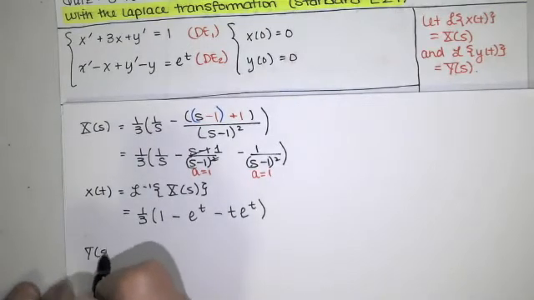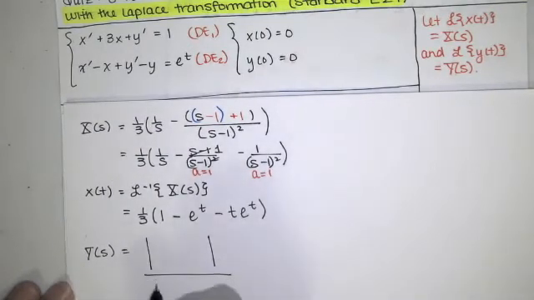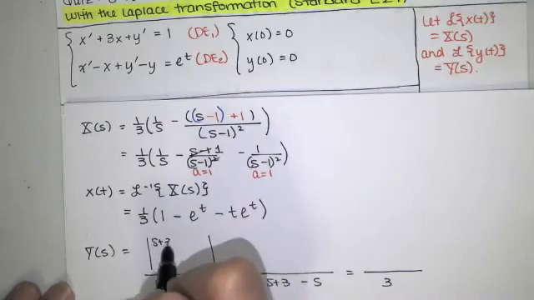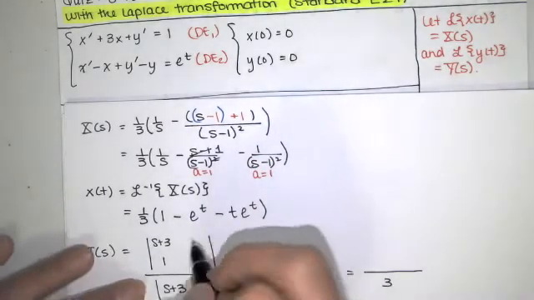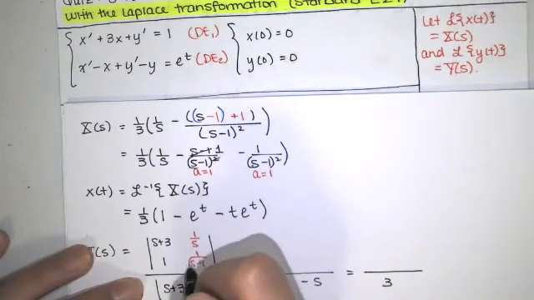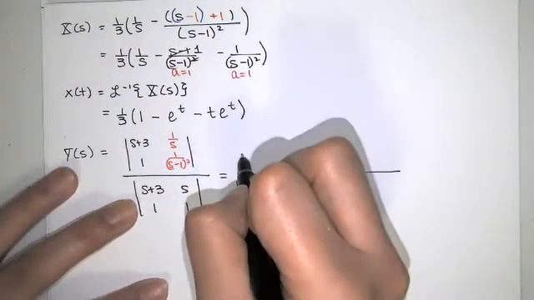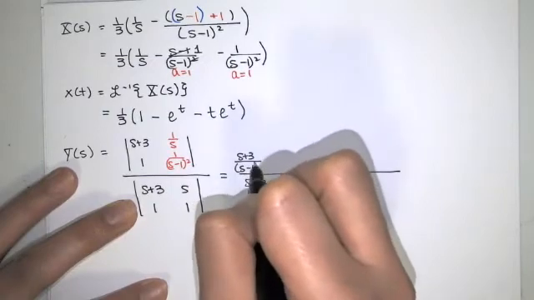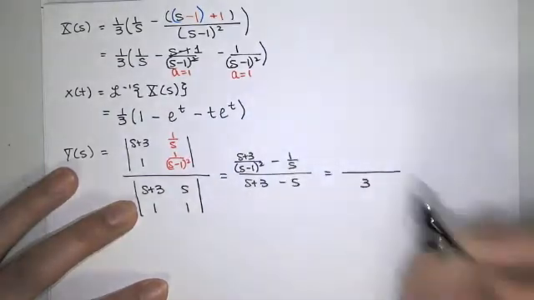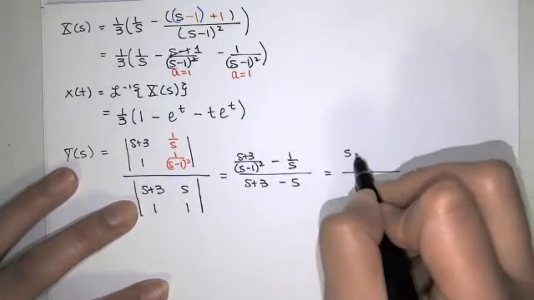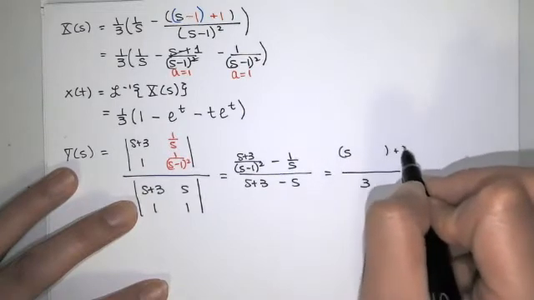According to Cramer's rule, y of s is this. The determinant in the denominator is the same. So you still end up with s plus 3 minus s, which is just 3. This time we leave the first column alone and we replace the second column with 1 over s and 1 over s minus 1 squared. So we have this times this, so that gives us s plus 3 over s minus 1 squared minus 1 over s. And again, we can make that numerator what we want it to be as long as we compensate for whatever it is we're doing.